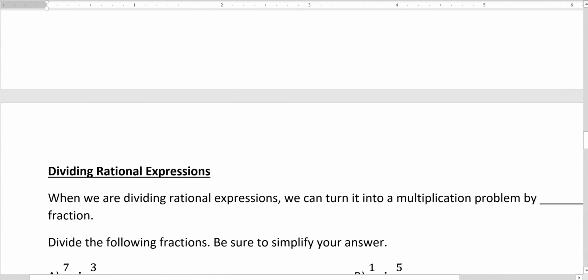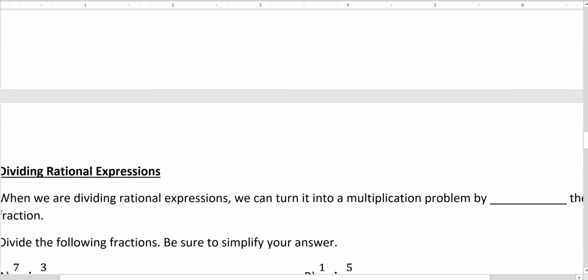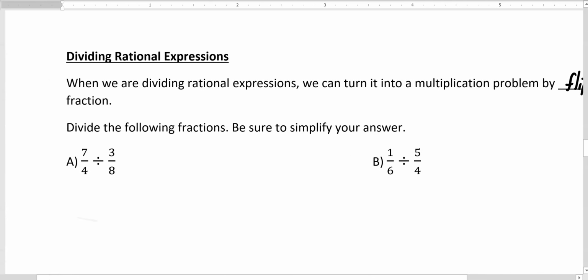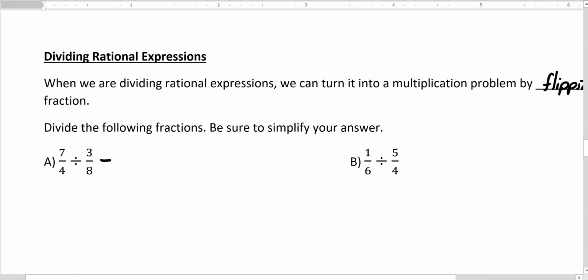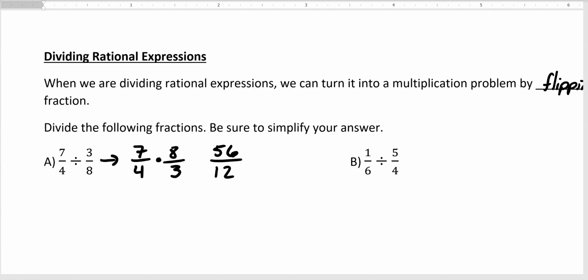Now let's talk division. Remember, when we're dividing rational expressions, we can turn it into a multiplication problem by flipping the denominator. Right? Multiplying by its inverse is the same as dividing. So instead of 7/4 divided by 3/8, we can say this is 7/4 times 8/3. So multiply across. 7 times 8 is 56. 4 times 3 is 12. I can definitely take a 4 out of both of those.